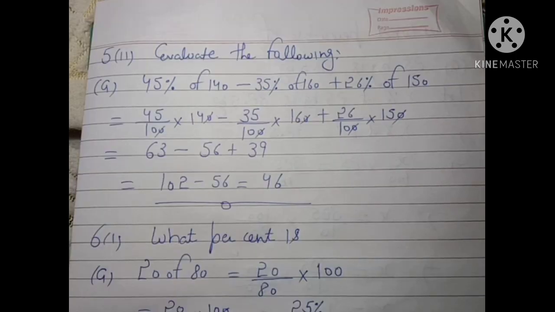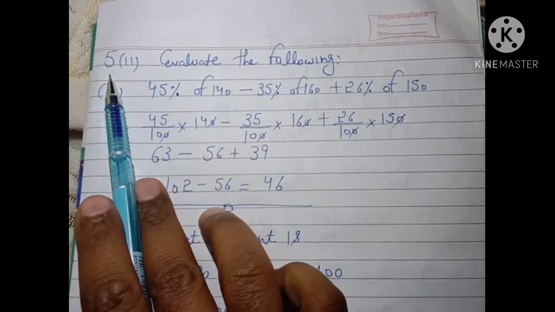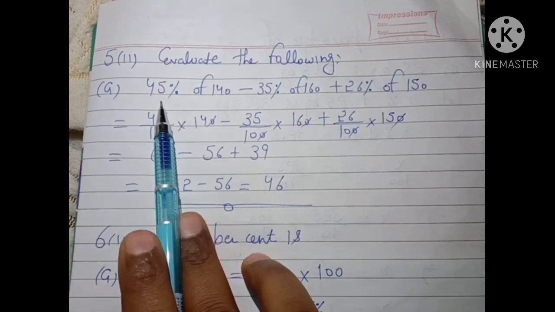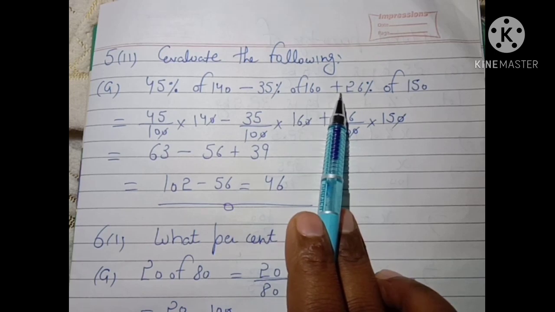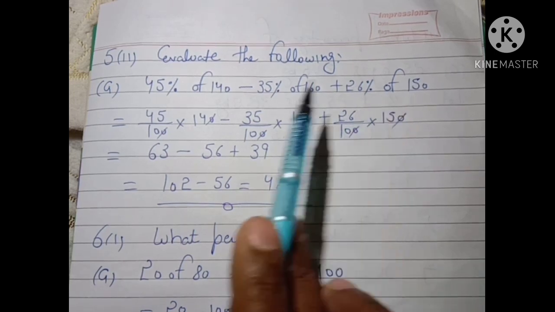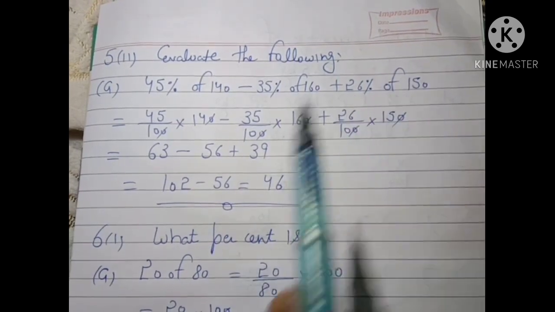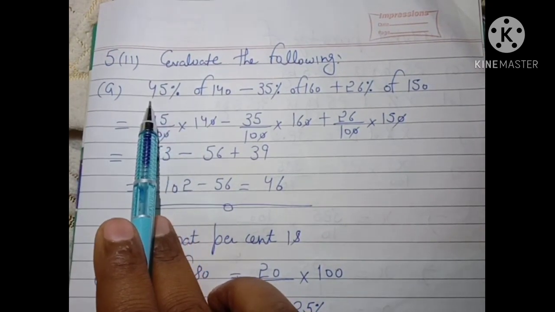So kids, the C part you have to try by yourself. And now you can see the second part of the fifth sum, evaluate the following. In this A part you can see 45% of 140 minus 35% of 160 plus 26% of 150. So first of all we have to solve this one and after that do the further calculation. You can see how we can solve this.